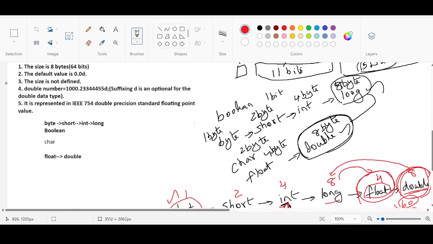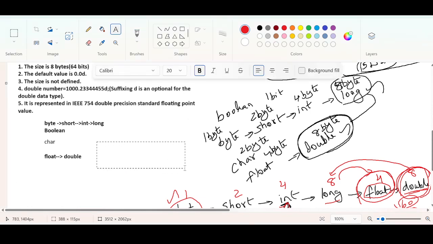And one more question I would like to ask. There is no concept of range for the Boolean data type. Remember this. No concept of range for Boolean data.